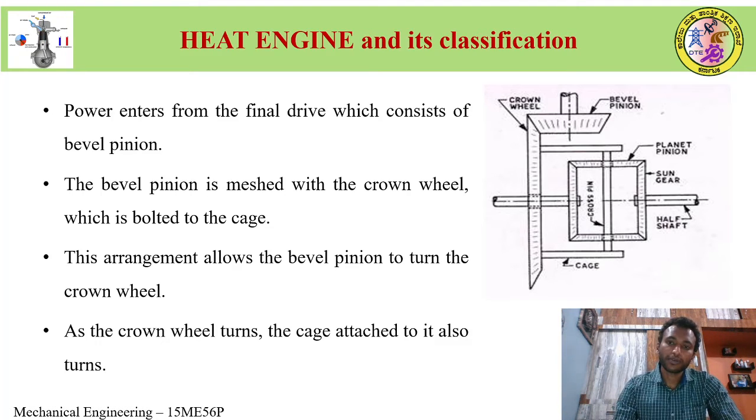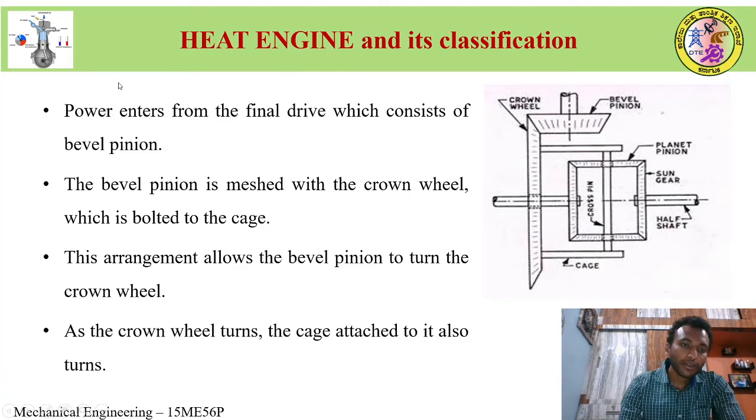If you look at the sketch, the power transmission is from the bevel pinion to the crown wheel, from the crown wheel to the cage, to the shaft, to the planet pinion, sun gear, and finally to the axle shaft. So this is how the power is transmitted. The bevel pinion first rotates, then the crown wheel, cage, shaft, planet pinion, sun gear, and finally the axle shaft, which is connected to the wheels, rotates.